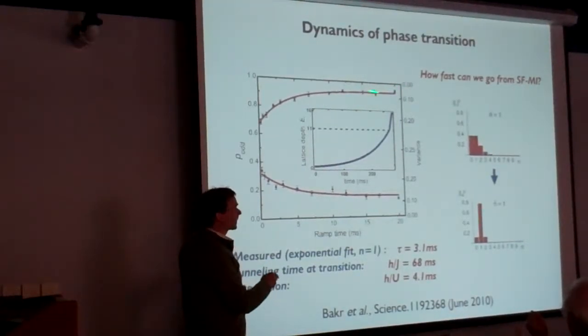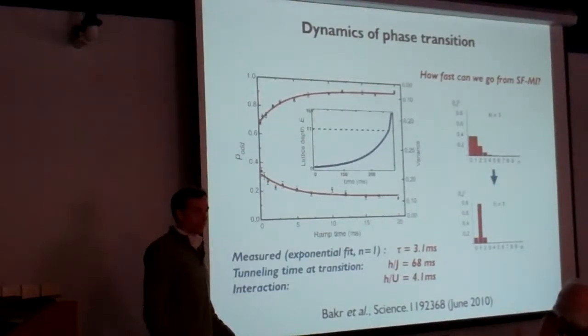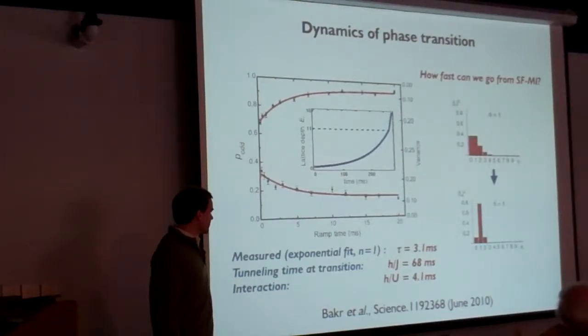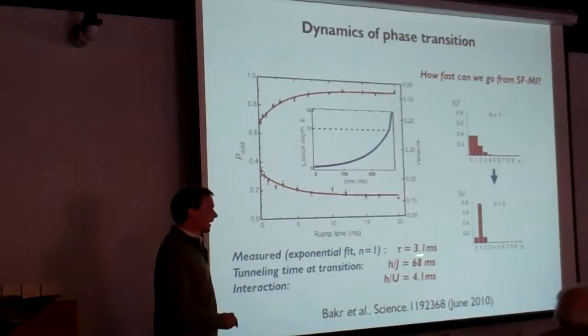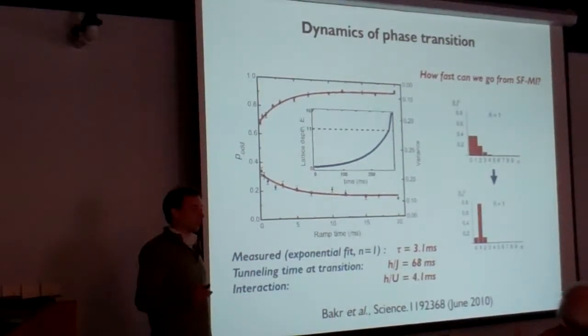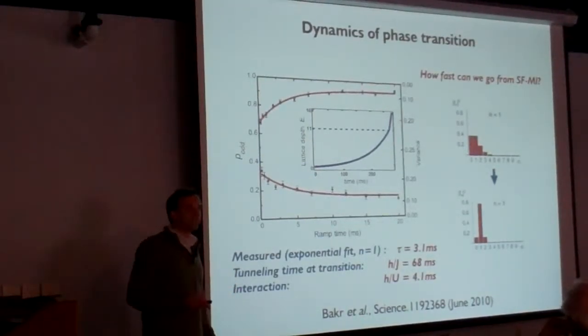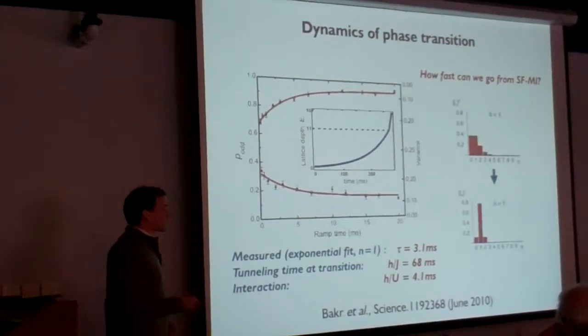So there's an interesting time scale that certainly has to frame this a little bit more carefully, the question of what you mean by how long it takes. Good point. But just in general, I found that quite surprising. The tunneling time is about 70 milliseconds, but much faster than that you already get to a pretty good Mott insulator, essentially. And this is certainly very non-classical.